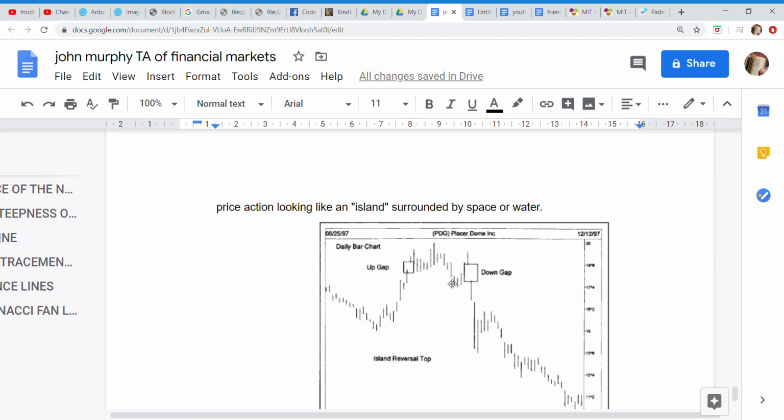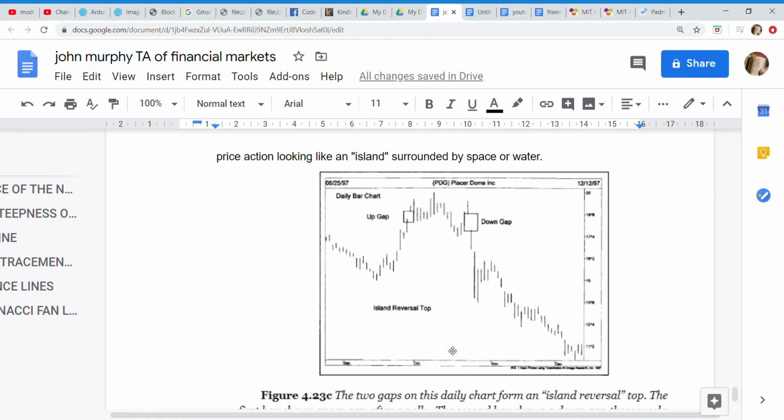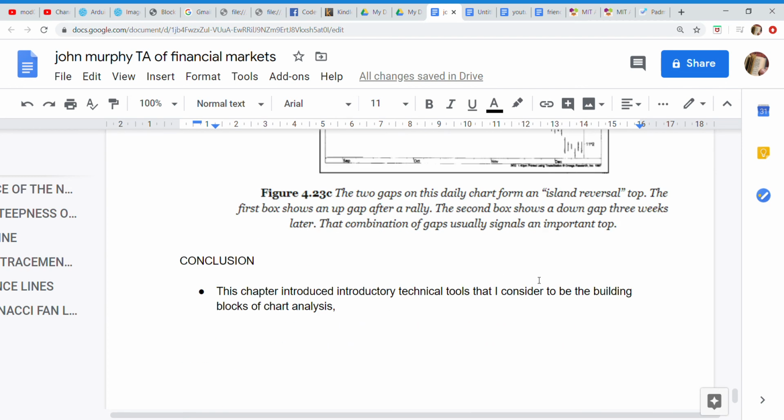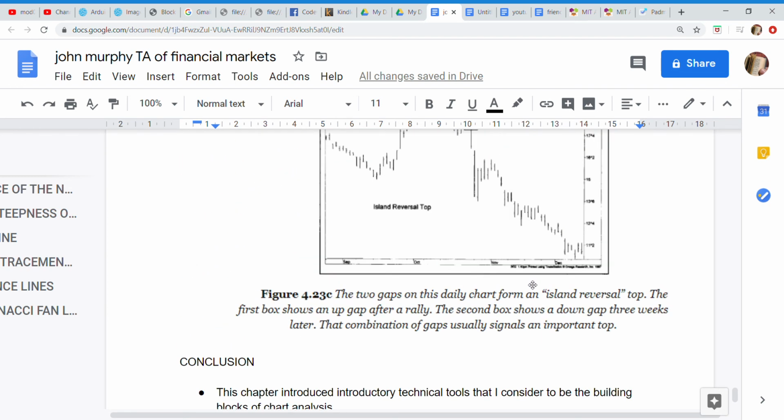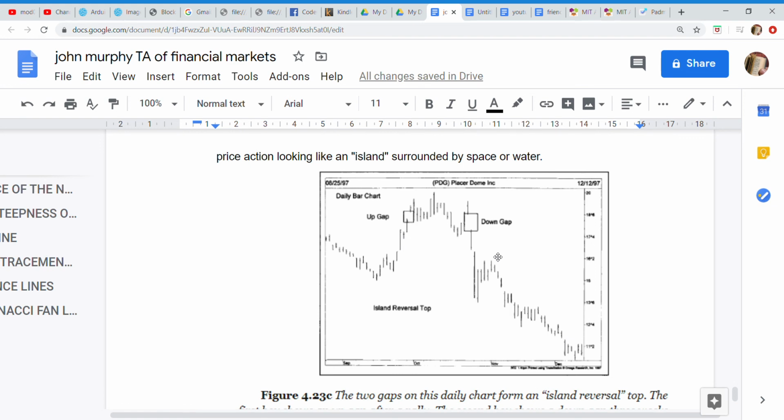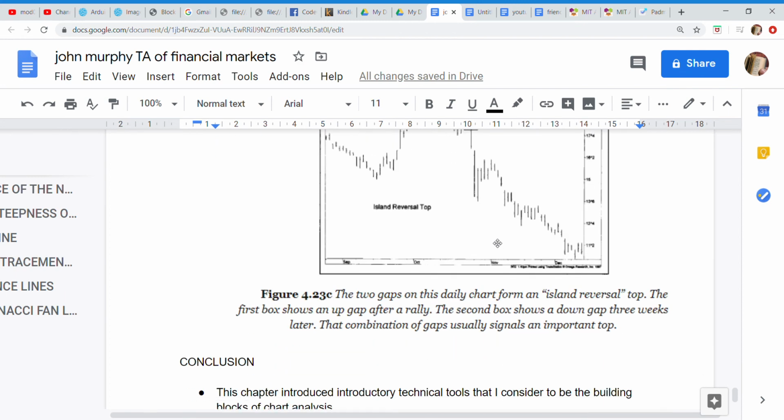So basically it was a downtrend, then this was an up gap, then this was a down gap. So this island is apart from the rest. This is a bearish island reversal basically. This is an island reversal top. This is an important pattern, the island reversal pattern is very important.